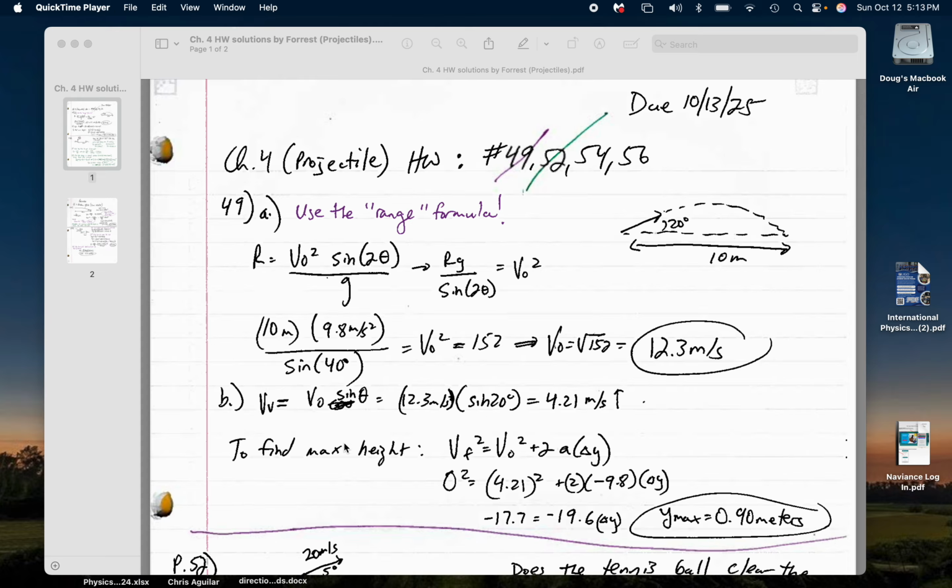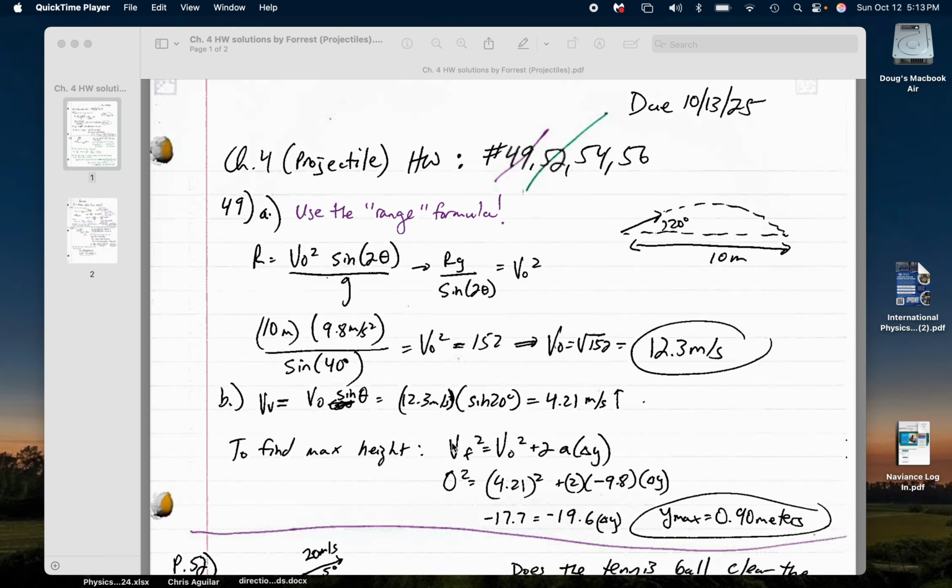Then, in order to figure out the maximum height, we need to split this into, normally I would say, vertical and horizontal components, but we really only need the vertical component. So its initial velocity times the sine of 20 degrees tells us initially we're moving up at 4.2 meters per second. At the tippy top, we're going 0 meters per second. We started at 4.21, gravity's down, so I can solve for that delta y. We get 0.9 meters.